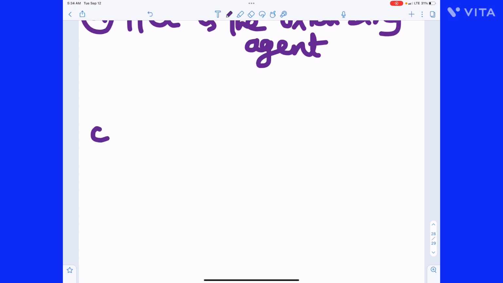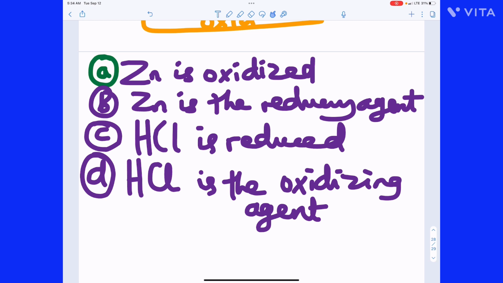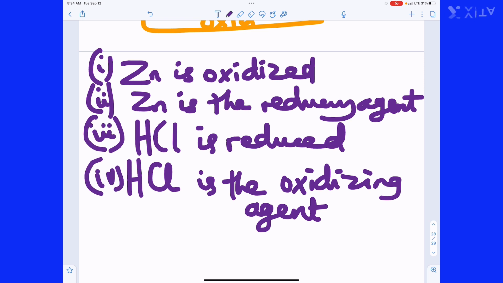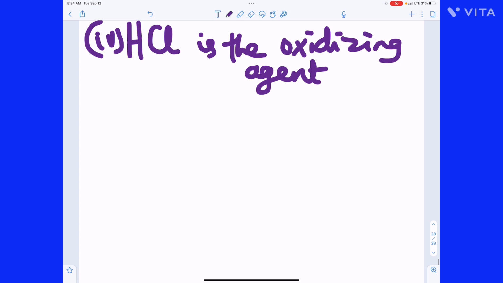Let's go to question C. Oh, sorry, I've been writing A, B, C. This is question B. I should have written Roman numbers 1, 2, 3, 4. This is a more correct numbering. I'll be faster now because of our time. So let's go. In question C.